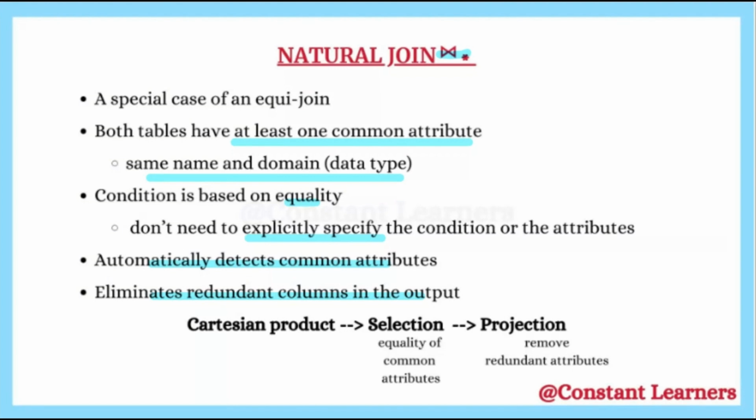Now the first two steps are same as before. That is, it involves a Cartesian product followed by a selection operation which is based on equality of common attributes. If the common attributes are equal, only then they will be included in the output. An additional step in case of natural join is projection, which is used to remove redundant attributes. Right? Let's take an example of natural join. You'll understand it far better.